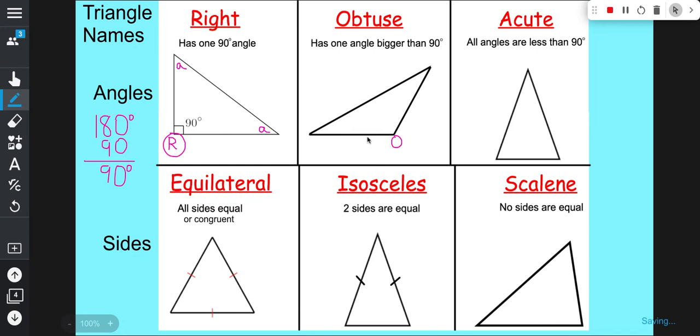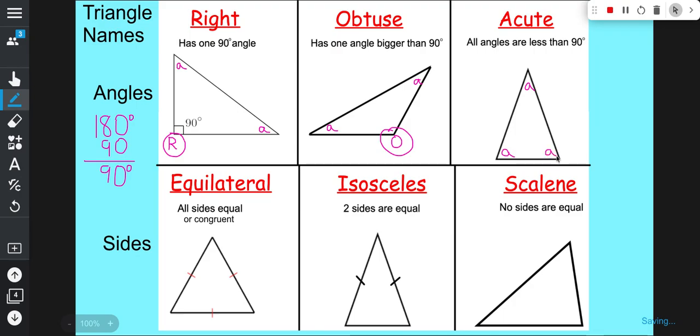Obtuse means it's larger than 90 degrees, so my other two remaining angles are going to be acute. Because it has anything other than acute, that's how it gets its name. The last one is acute angle. In this case, all three angles are acute.